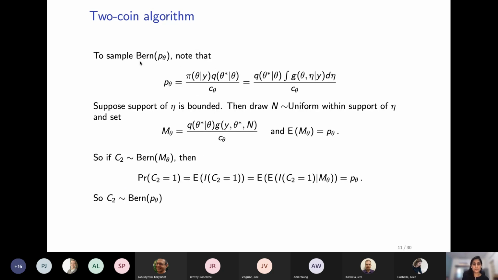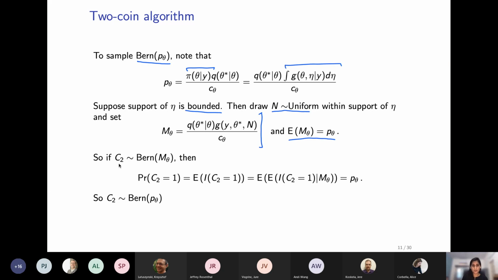In order to sample from Bernoulli p theta, let's look at the type of construction we had before, where pi was of this form, an integral of g with respect to eta. Just for the purpose of demonstration, assume that eta is bounded. Then we can draw n uniform within that support and set m sub theta to be this particular realization, q times g at the drawn value n, divided by c theta. And we can then easily show that the expectation of m theta is p theta.